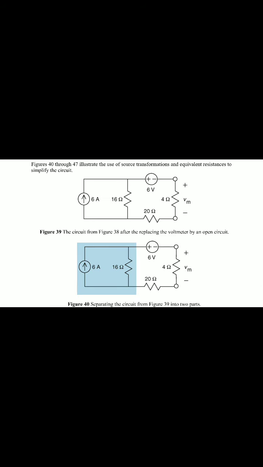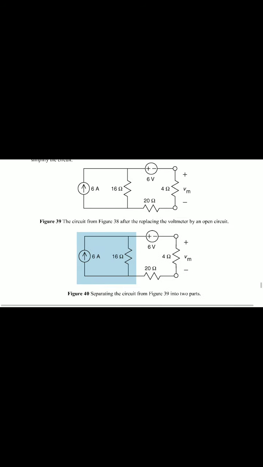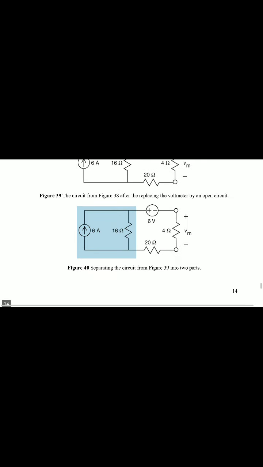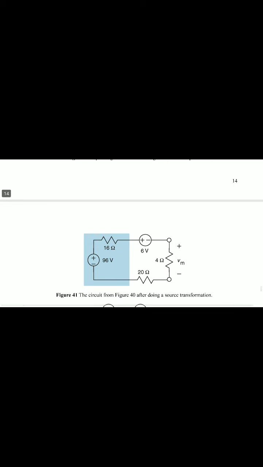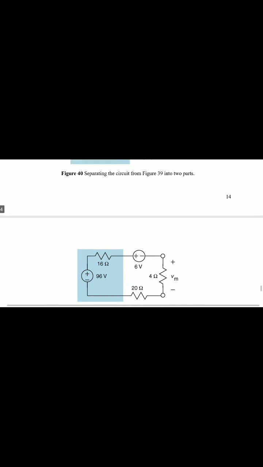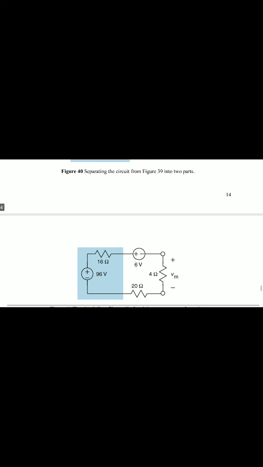Here 6 amps, 16 ohms, 6 volts, 20 ohms, 4 ohms. Here labeling plus minus Vm. Figure 39. Here 6 amps and 16 ohms. So here the current source gets converted into a voltage source. So 6 into 16 is in series with 16 ohms. 16 into 6 is 96 volts.